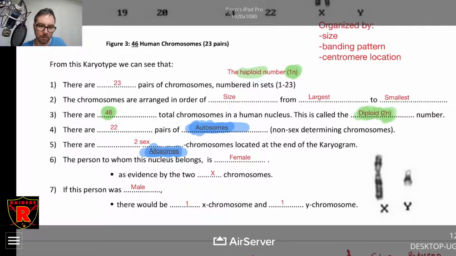In the image above, it's a female. And the reason you know that is because there are 2 X chromosomes. If it was a male, there'd be 1 X and 1 Y. And then I have a little image over on the side of what that would look like. So there would be 1 X, and then the Y is just a tiny little guy.